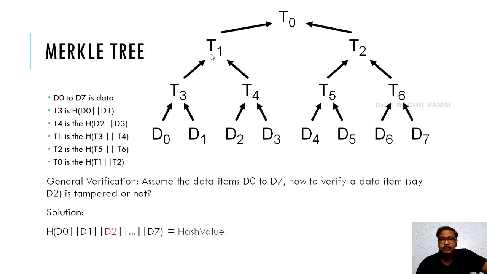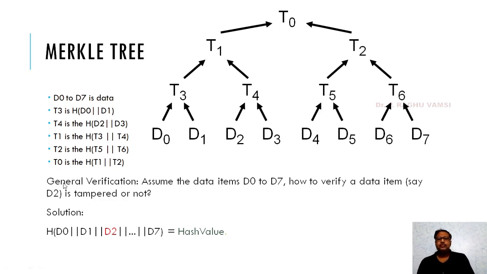In the case of T0, this is said to be the Merkle root, or we can say this is the starting point. Actually, the Merkle tree formation starts from the bottom to the top. So this is called the Merkle root T0, and this T0 is the hash of T1 and T2.